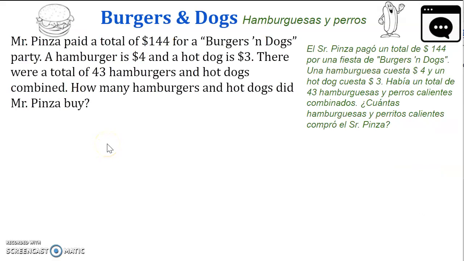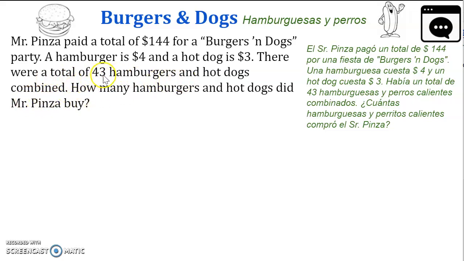The last activity we are going to be doing is we're going to tackle another word problem. This is Mr. Pinza, Burgers and Dogs. Mr. Pinza paid a total of $144 for a burger and dogs party. A hamburger is $4 and a hot dog is $3. There were a total of 43 hamburgers and hot dogs combined.